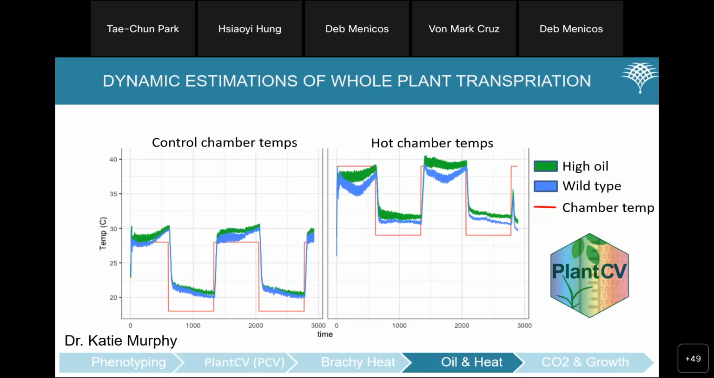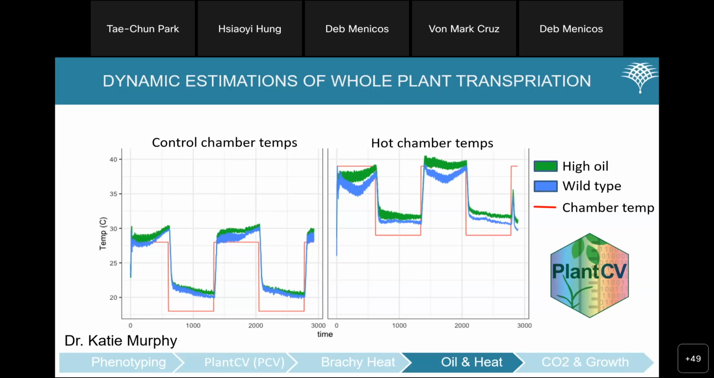So these are the results for that experiment. In the red line, you can see what the chamber temperature was set at. Then the blue line is wild type leaf temperature, and the green is high oil tobacco leaf temperature. We did that under controlled temperature conditions, but then also a very high temperature heat stress condition. And what you can see consistently under both the control and the high temperature experiment is that the high oil tobacco has a hotter leaf temperature. So suggesting that potentially we might have some sort of stomatal phenotype maybe.